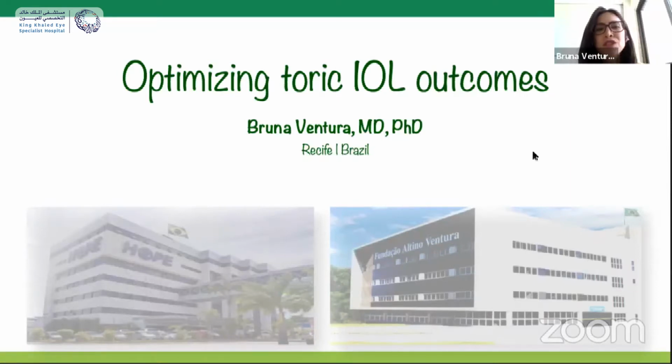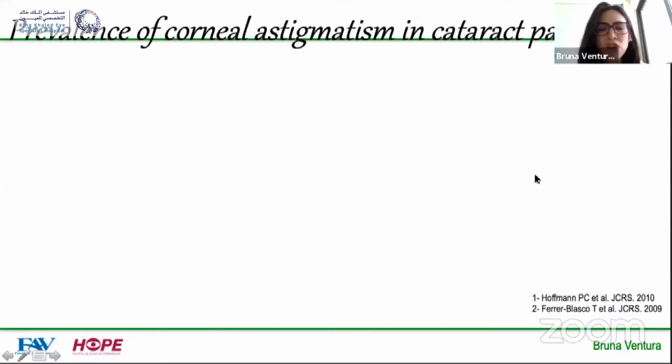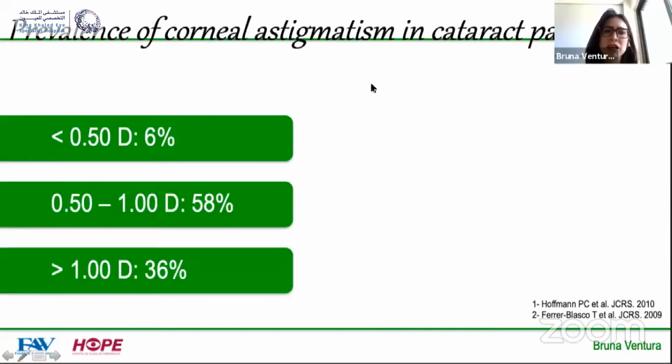I'm going to talk today on optimizing toric IOL outcomes, and feel free to put the questions on the chat, whoever wants to ask questions. It's always a pleasure to have discussions. So to start with this lecture, I wanted first to bring up some information on the prevalence of corneal astigmatism in our cataract patients. So we have an idea of how important it is for us to be speaking on toric IOLs.